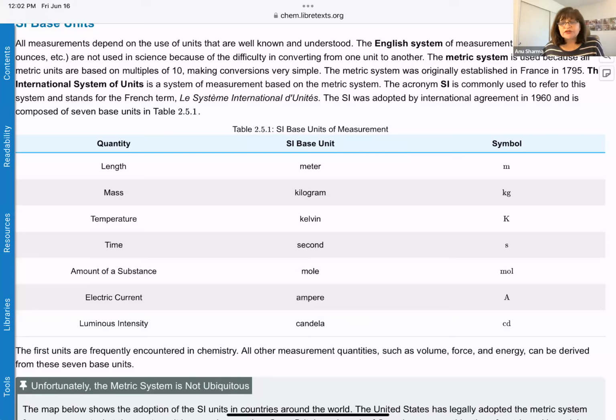Then comes the temperature, which is Kelvin, then Fahrenheit, degree Celsius, okay? Then time is in seconds and hours, minutes, years, even half-life. Amount of substance, generally moles in chemistry, right? Then the electrical current, for example, ampere, and luminous intensity is candela.